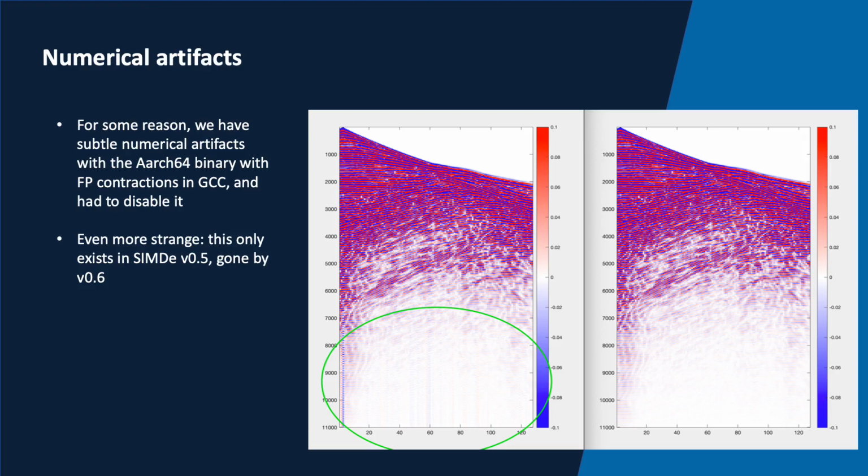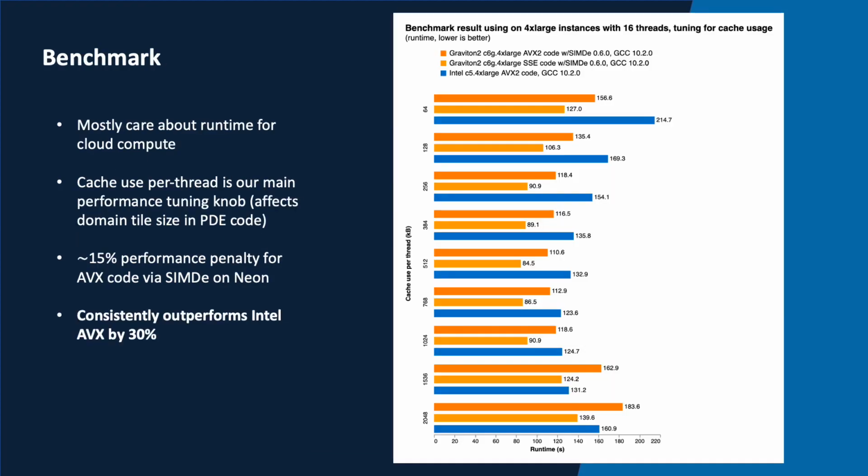However, even more strangely, this artifact only showed up in SIMDe 0.5. When we upgraded to 0.6, it completely went away. So I don't know what happened there, but if you are using SIMDe and you're using GCC, watch out that your FP contractions aren't giving you numerical artifacts and making your unit tests fail.